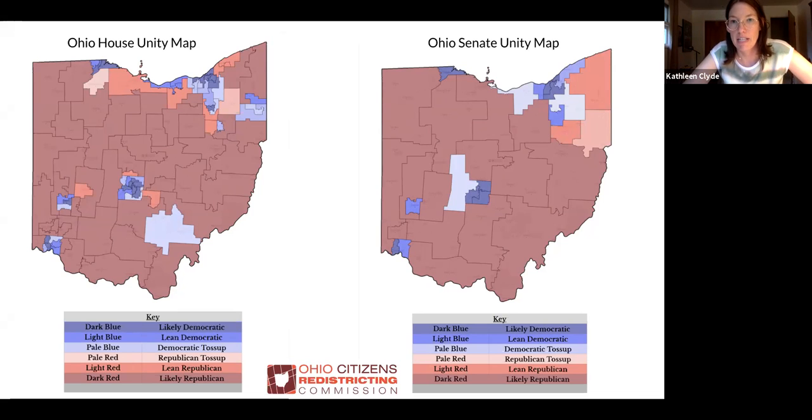And then on the Senate map, there are 4 very competitive districts, and then a number that are still pretty competitive based on their shading.